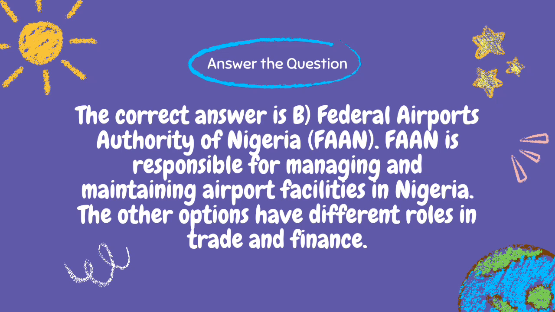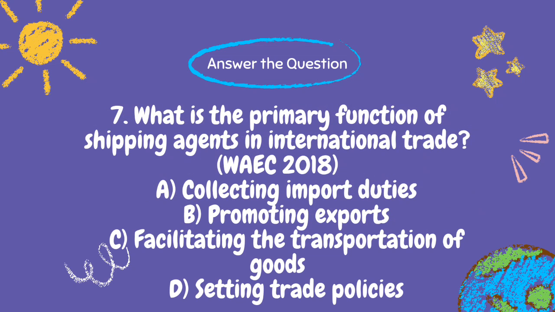Let me explain. FAAN is responsible for managing and maintaining airport authorities in Nigeria, while the other options have different roles in trade and finance. Question number 7. What is the primary function of shipping agents in international trade? This one is coming from the year 2018.